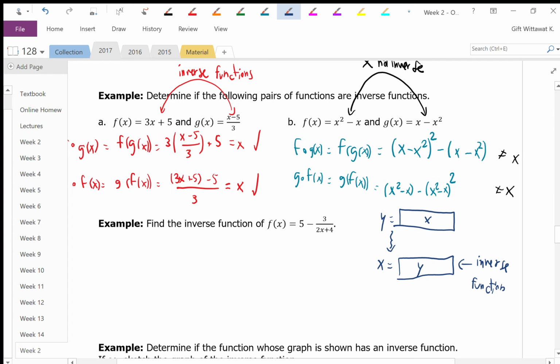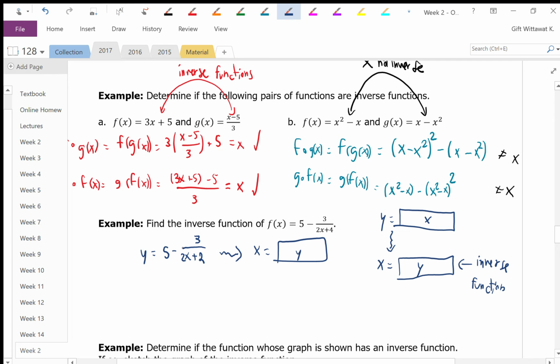Let me show you this example here. I have my f of x, where y is 5 minus 3 over (2x plus 2). So I have y in terms of x. My goal here is to write x equal to something in terms of y. So I would like to separate the x in the denominator to be by itself on the left hand side. Let me manipulate this.